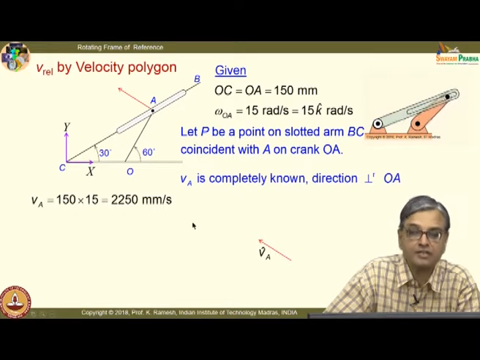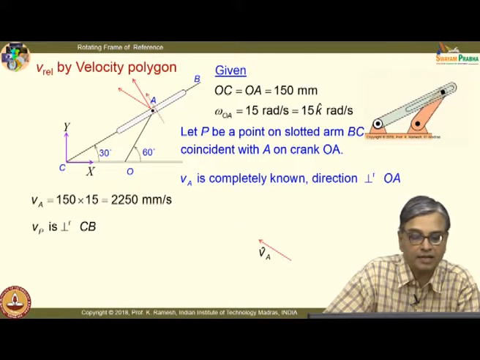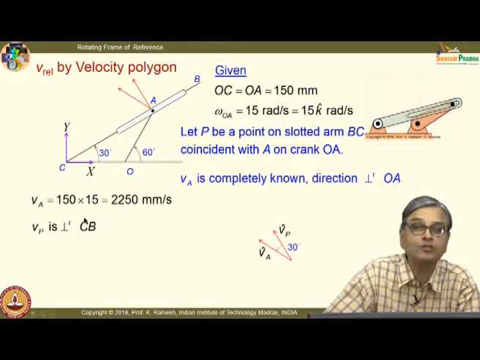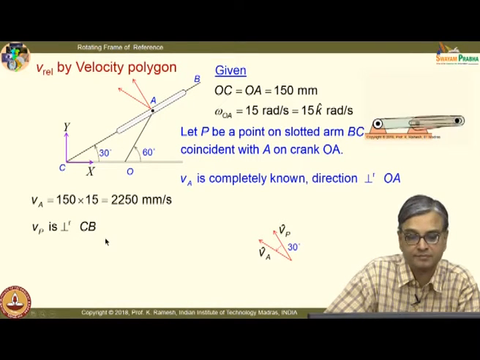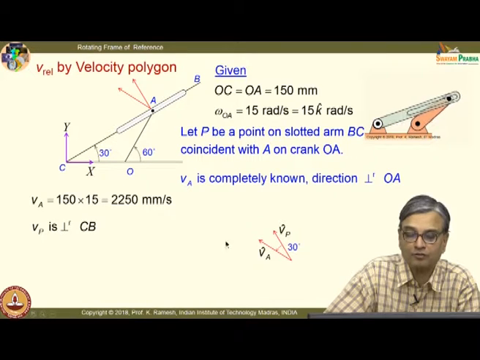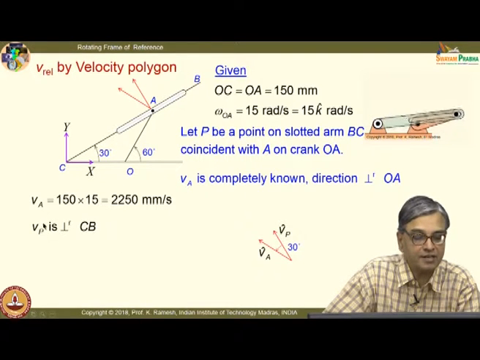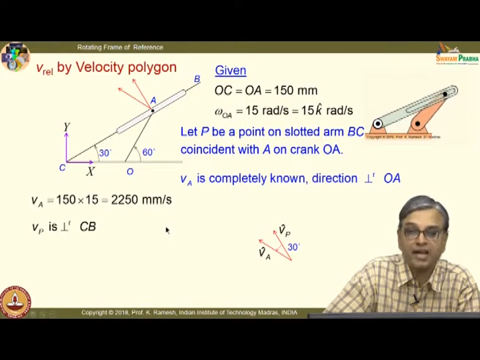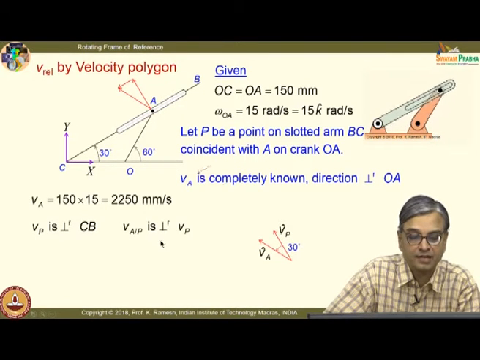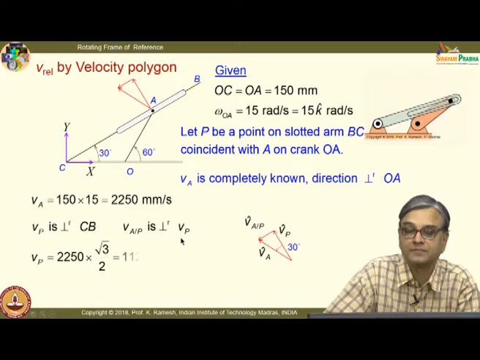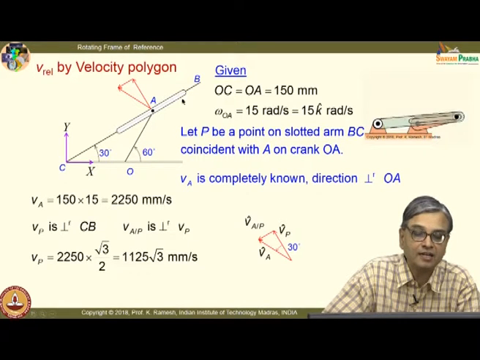And what are all the other things that you know? What is VP? That direction is also known, it is perpendicular to CB. And what is the velocity of A with respect to P? That is perpendicular to VP, so it is actually along the slot.